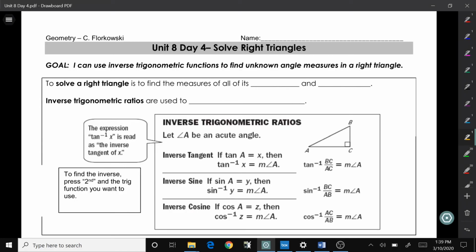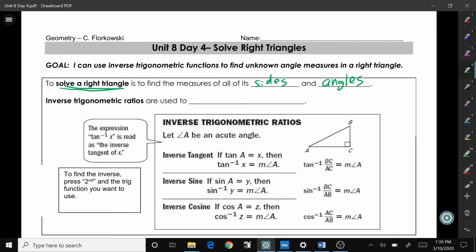Alright, in day 4 we are going to be solving right triangles. Previously we learned how to find the side lengths of a right triangle either using Pythagorean theorem or SohCahToa and those trigonometric functions on our calculator, but now we're going to talk about angles. If you ever see the directions "solve the triangle," it's to find the measure of all its sides and angles.